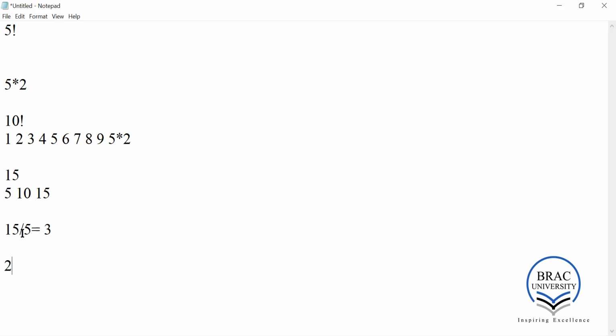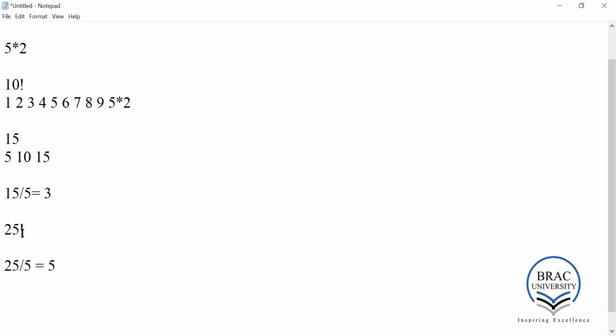But what about 25 factorial? In the case of 25 factorial, if I divide 25 by 5, it will show me 5. But really there are six 5s in 1 to 25. Let's check: 5, then 5 into 2, then 5 into 3, then 5 into 4, then 5 into 5. So in 25 factorial there are actually 1, 2, 3, 4, 5, 6 fives, right? But one 5 is not counted here. Why? Because this is a squared number, 5 into 5. It's considered one 5 here.